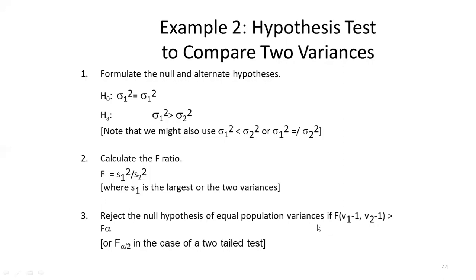You reject the null hypothesis if the tabulated value is less than the calculated value. Otherwise, we accept it. So let's take an example.